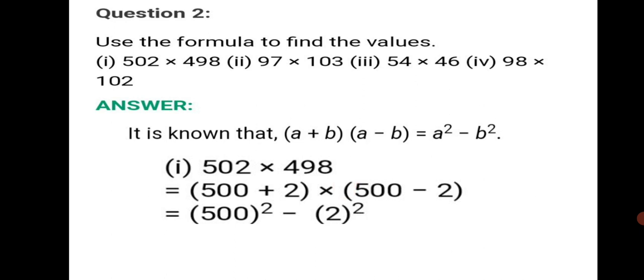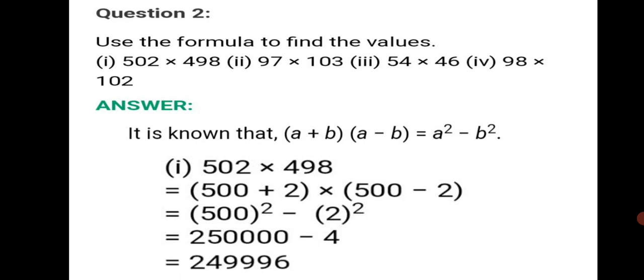500 square is 5 into 5, 25, and 4 zeros will be added. So 2,50,000 is our 500 square. Minus 2 square is 4. 2,50,000 minus 4 gives us 2,49,996. So this way 502 into 498 is equal to 2,49,996. Can you solve it directly in the rough and find the answer?